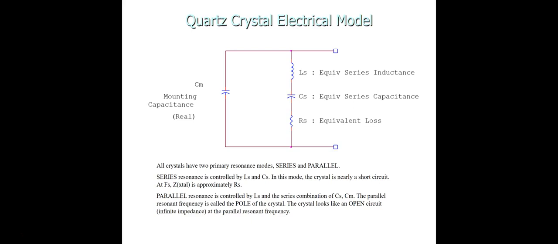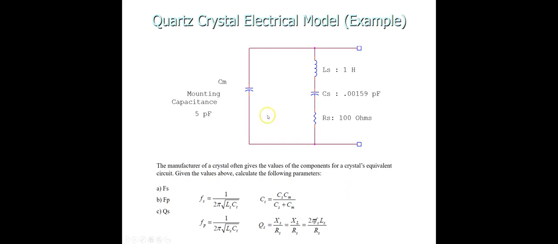Now we're going to do one problem based on the quartz crystal electrical model. Here you see the values for the capacitors, inductance, and resistance are given. You will use these formulas for series resonant frequency, parallel resonant frequency, total capacitance, and QS, the quality factor. Using these formulas you can calculate all these parameters.